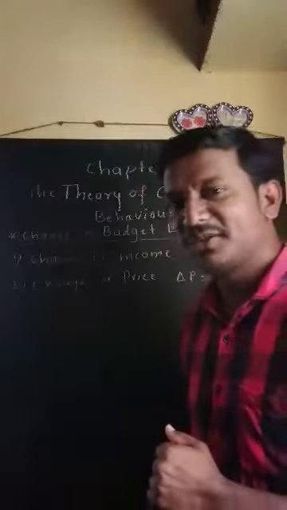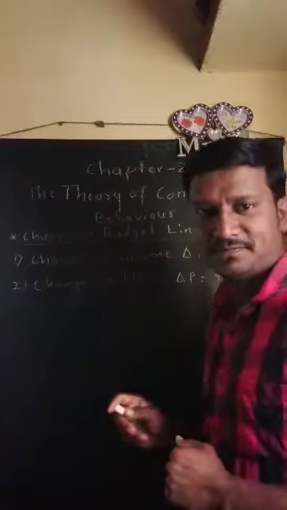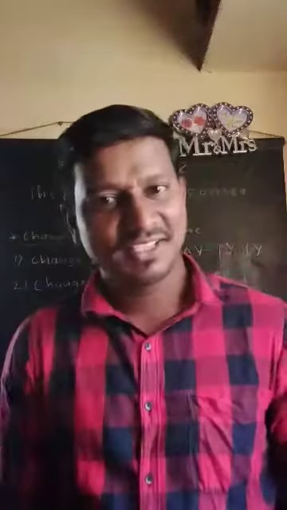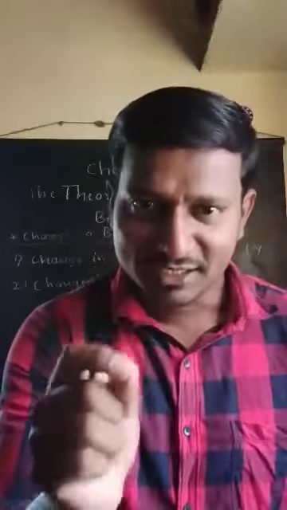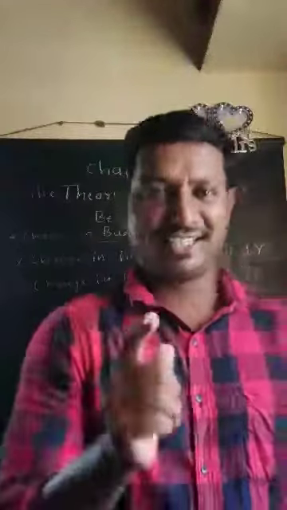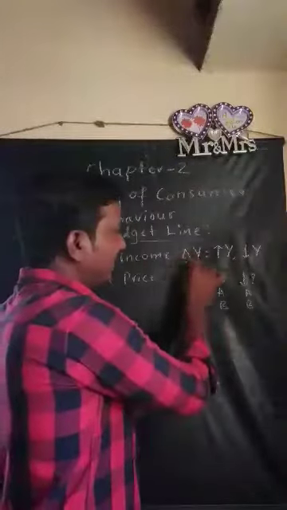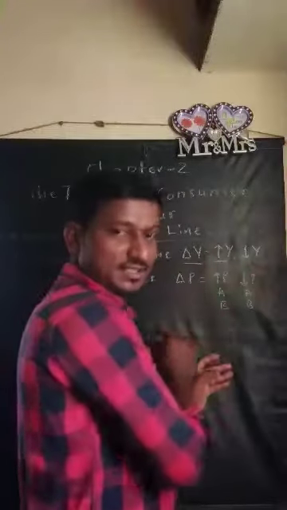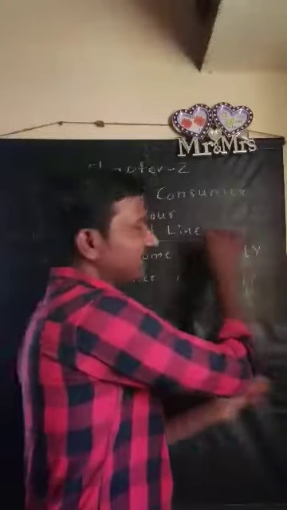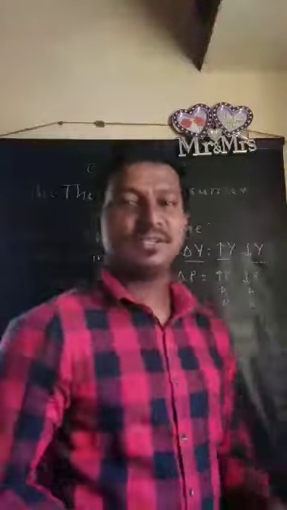Directly going to the first one, that is change in income. Change means either it may increase or it may decrease. So two things we are going to see here: income may increase or income may decrease. We write the change in income as delta Y. The delta indicates change in income. Let us see how an increase in income is going to occur.